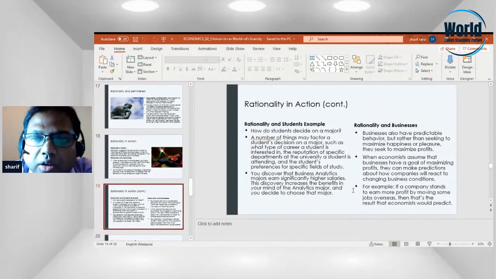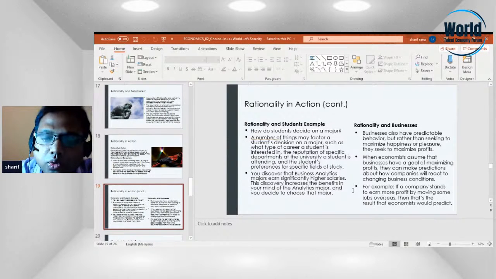Rationality and business. Businesses also have predictable behavior, but rather than seeking to maximize happiness or pleasure, they seek to maximize profit. When economists assume that businesses have a goal of maximizing profit, they can make predictions about how companies will react to changing business conditions. For example, if a company can earn more profit by moving some jobs overseas, then the result is that economists would predict it.